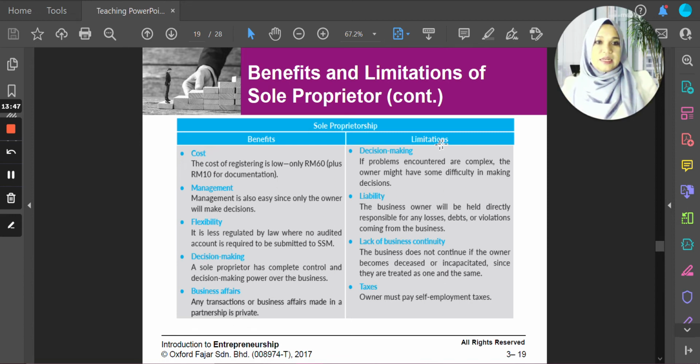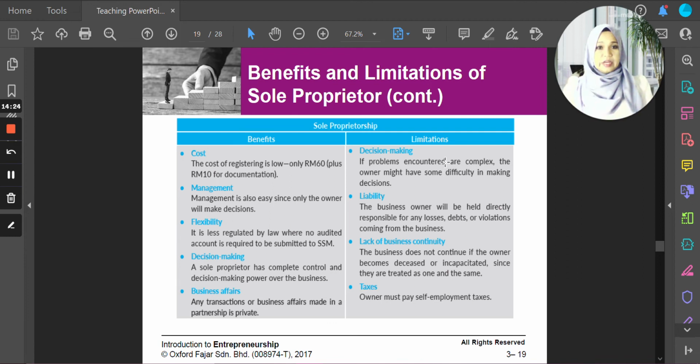Other limitations include, when you talk about decision making, yes, you can make your own decision, but if you do not know how to make the decision, you may not be able to get help from other people, unless someone happens to give you advice just like that. Of course, two heads are better than one, right? Sometimes you only see it from one perspective. But maybe your partners, if you have a partnership or a private limited company, can look into the problem and solve it from a different perspective.